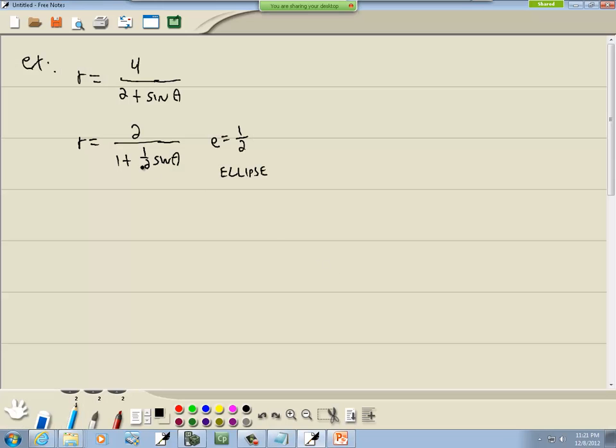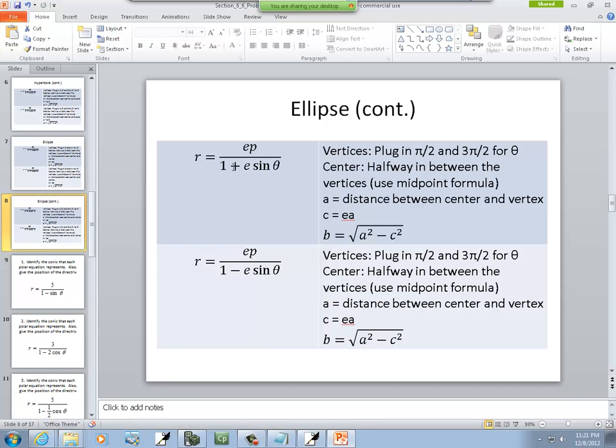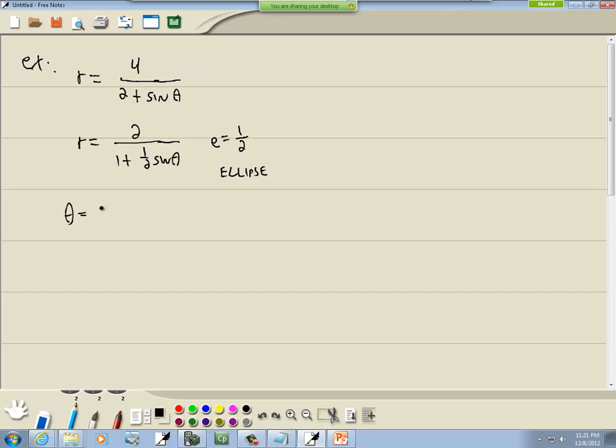Okay. And we got 1 plus sine, so it's the top one. It says plug in pi over 2 and 3 pi over 2 for theta. So we've got pi over 2, and we got 3 pi over 2. Okay, we're plugging them into our original formula. So we've got r is equal to 4 over 2 plus sine pi over 2. Now sine pi over 2 is 1, so 2 plus 1 is 3, so we got r is equal to 4/3.